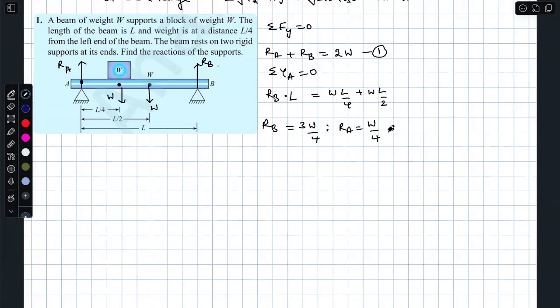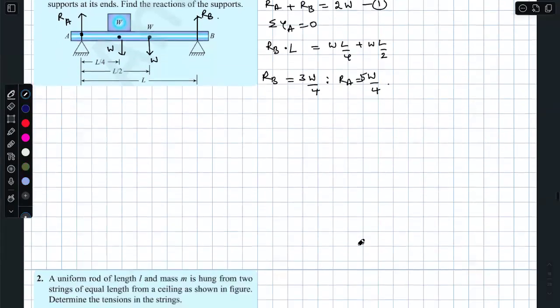That's all. Have I written it correctly? Please check once. No, wrong. It is 3W by 4 and 5W by 4, because the sum is 2W, not W. 3W by 4, 5W by 4. Are we clear? Yes, sir. Right. Any doubts? No, sir. Right.